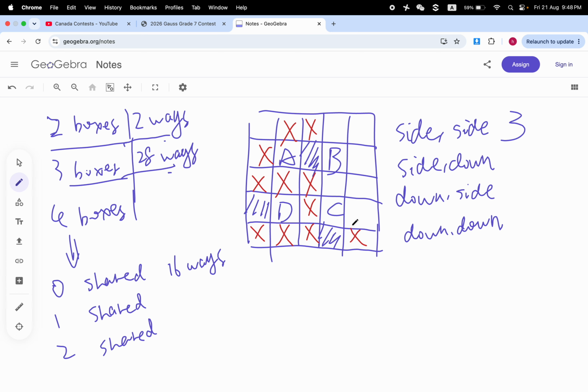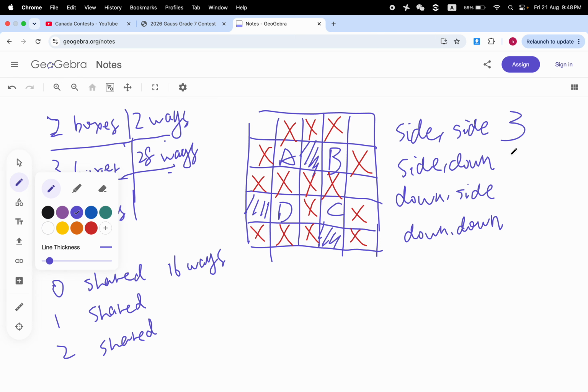Not safe. This is not safe either. Is this safe? Yeah, this is safe. This is also safe. This is also safe. Yeah, so we've got 3 safe spots. This is also 3, and for this one should also be 3 because of symmetry. And finally it is down.